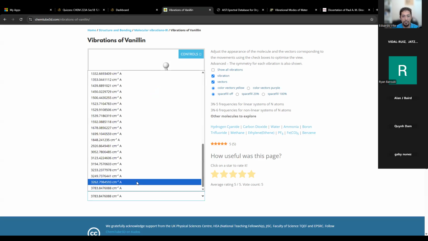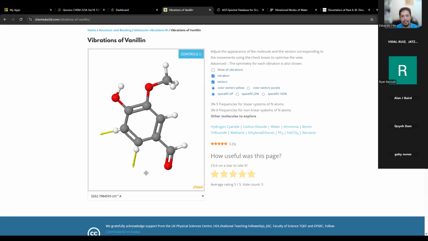So let's take a look at the next lowest one. Look at that. Again, notice how the rest of the molecule is not vibrating. This is a very specific characteristic vibration. This is a carbon-hydrogen stretch of an aromatic ring. Carbon-hydrogen stretch of an aromatic ring. That happens at 3262. You can see this peak for sure. Very sharp peak. I'll show you later.